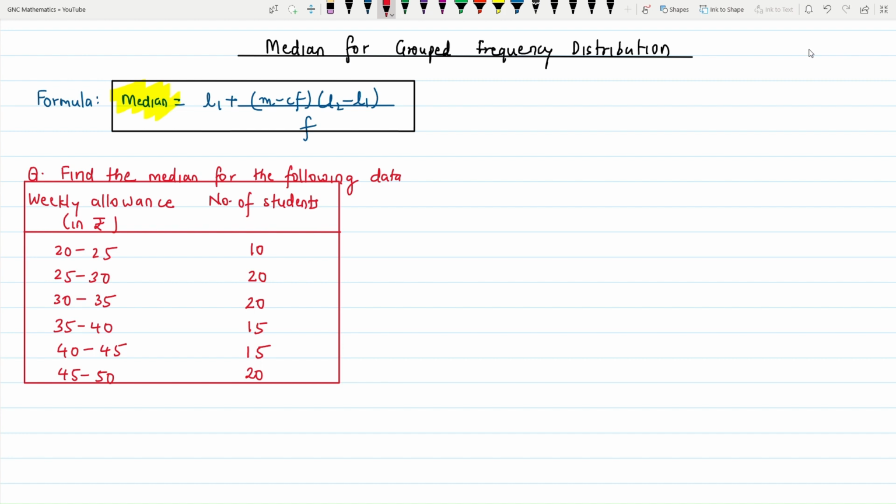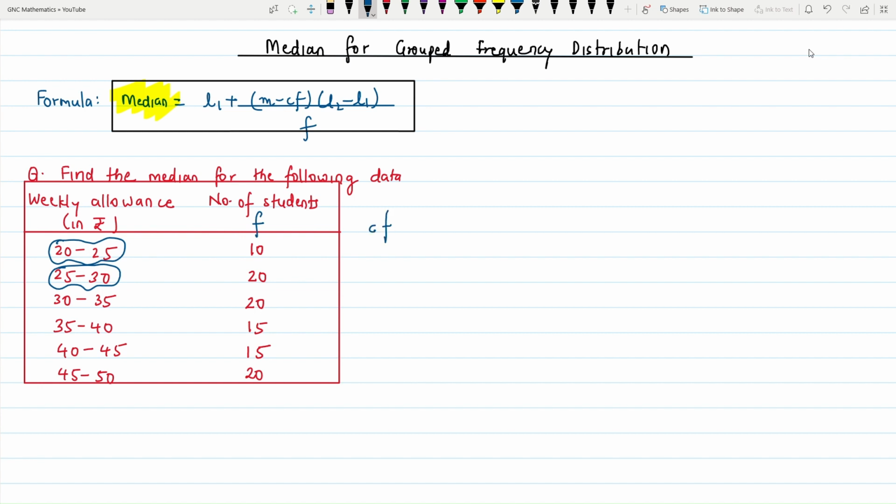The data reads as the weekly allowances in rupees and the corresponding number of students, which will also act as the frequency of the question. So to understand this, in the class interval 20 to 25, the frequency is 10. That means there are 10 students whose weekly allowances is 20 to 25 rupees. On the same lines, in the class interval 25 to 30, the corresponding frequency is 20, which indicates that there are 20 students whose weekly allowances are between 25 and 30 rupees, and so on and so forth.